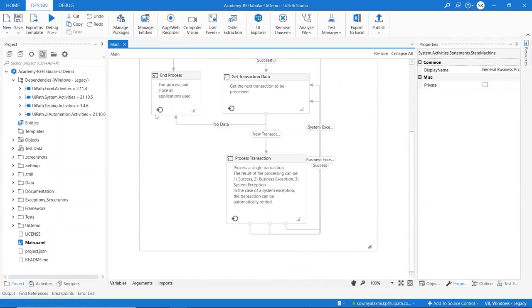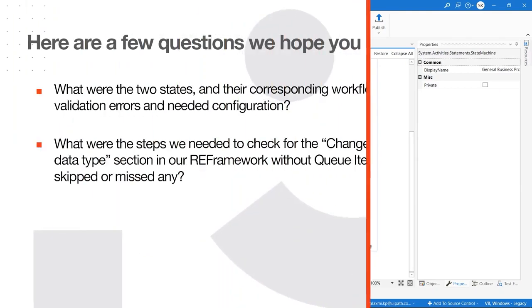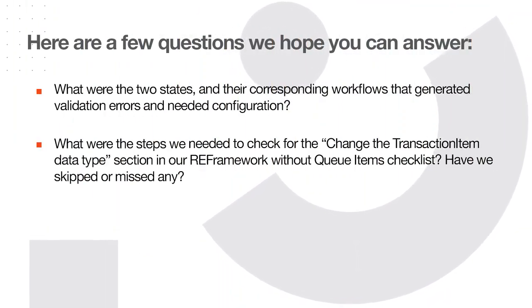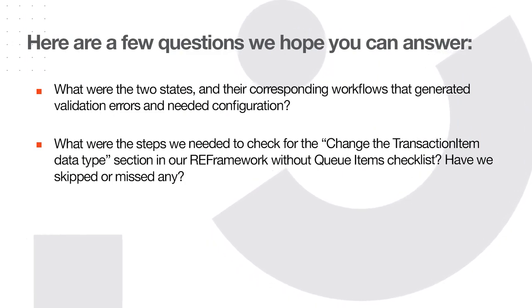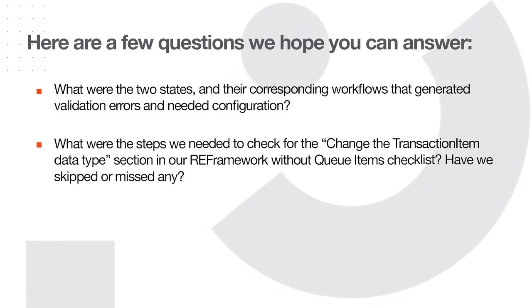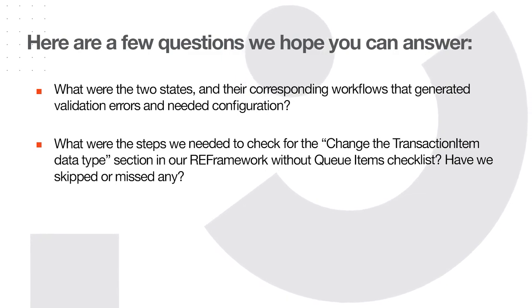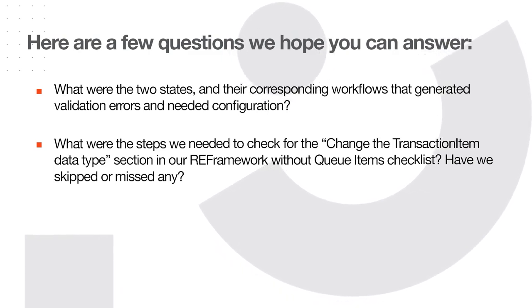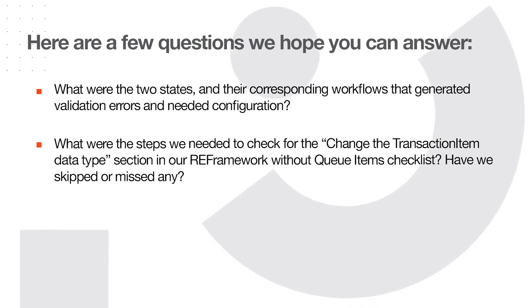With this, we conclude our demo. In this video, we learned how to change the data type for the transaction item variable from QueueItem to DataRow, because our data comes from an Excel file, not an Orchestrator queue. For a quick review of our changes, what were the two states and their corresponding workflows that generated validation errors and needed configuration? What were the steps that we needed to check for the Change the Transaction Item Data Type section in our REFramework without QueueItems checklist? Have we skipped or missed any?